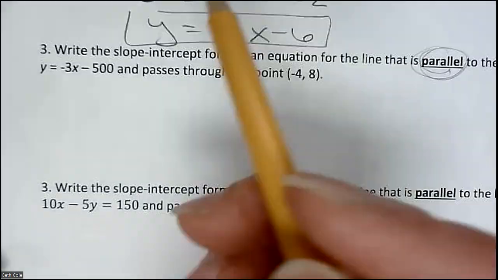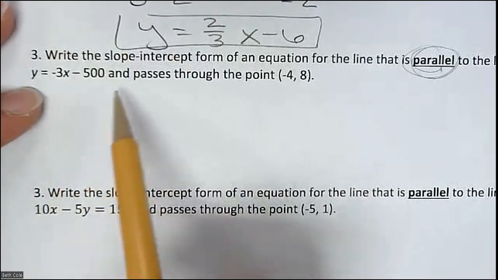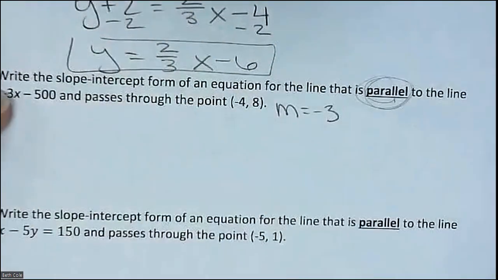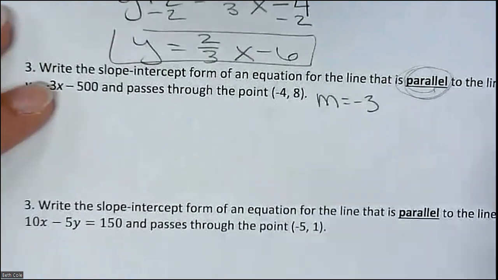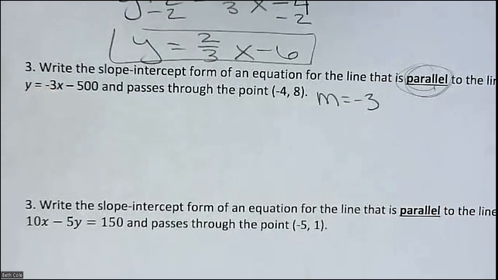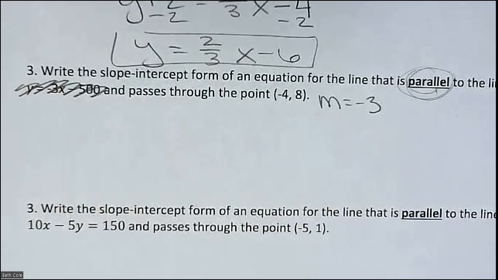I'll pause here. So parallel to this line. So hey guys, what is the slope of this line? -3. That means that's the slope that we want as well. Parallel means same. So off to the side, right, you want your slope to be -3. And then here's my suggestion. Scribble that out. Because you don't want to go back and try to use that 500 or something. Once you decide what slope you want, just scribble it out.